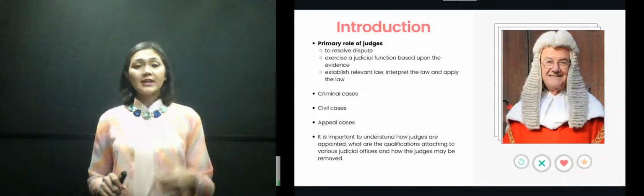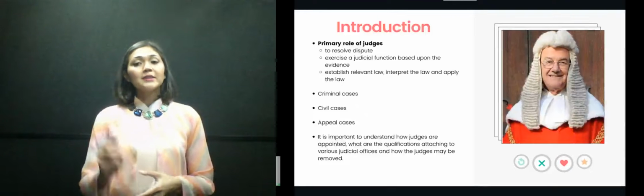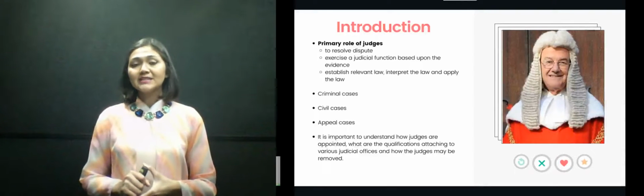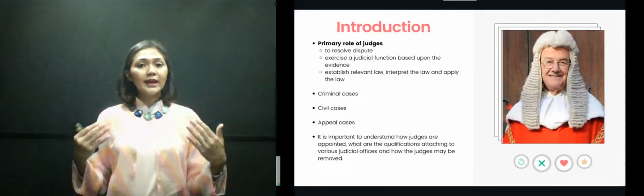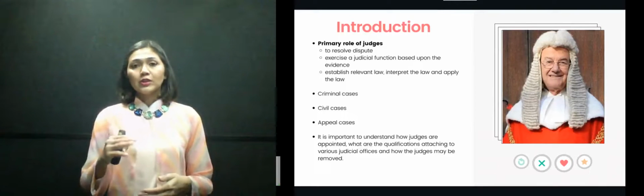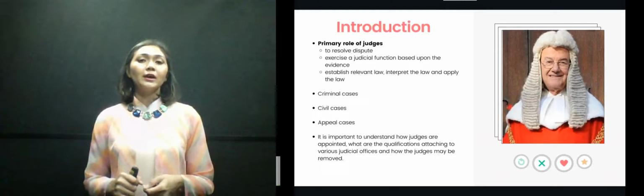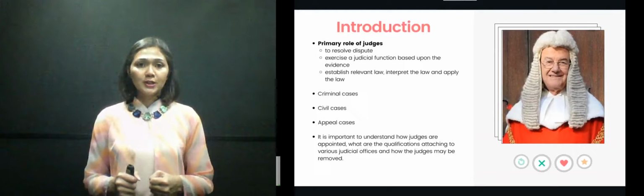So let's look at the introduction first. The picture that you see on the screen is a judge in the UK. In the UK, the judge will wear a wig and also a robe, so they have a very unique attire when they hold a position as a judge.